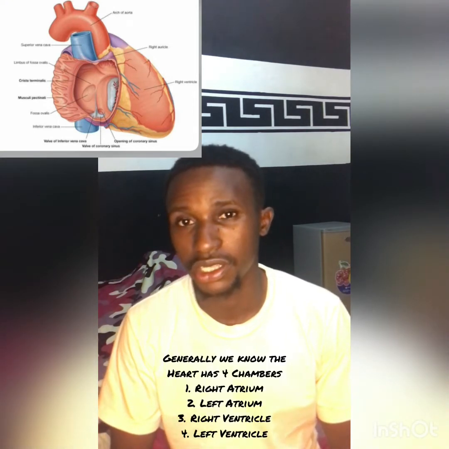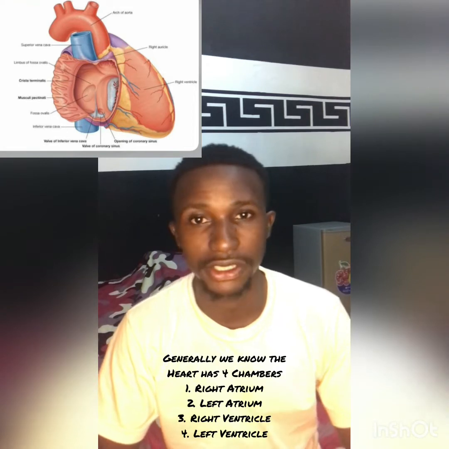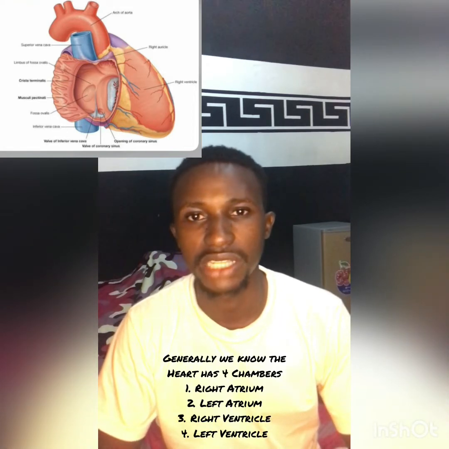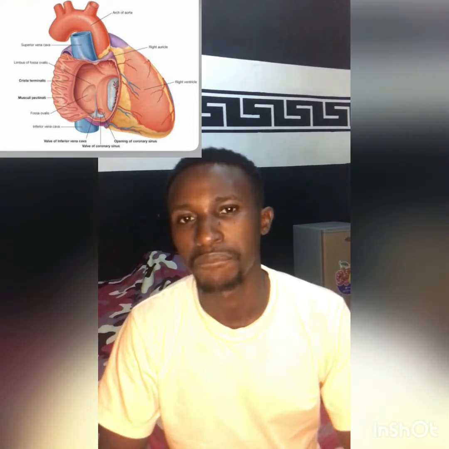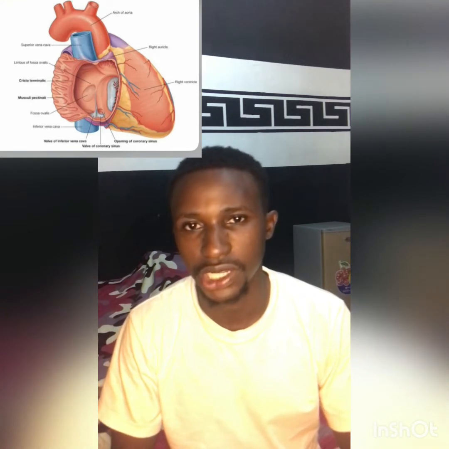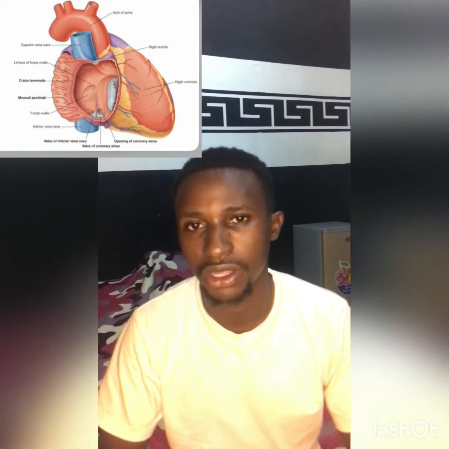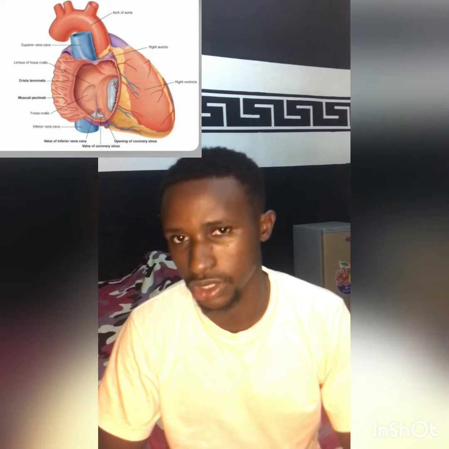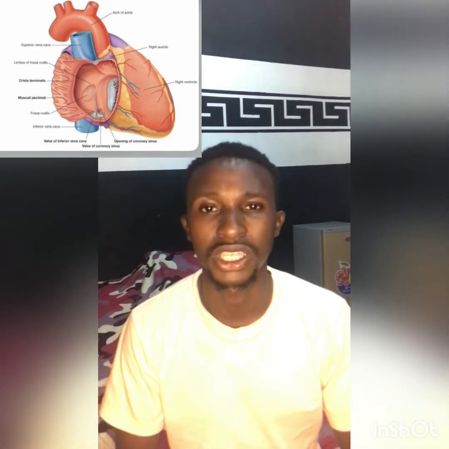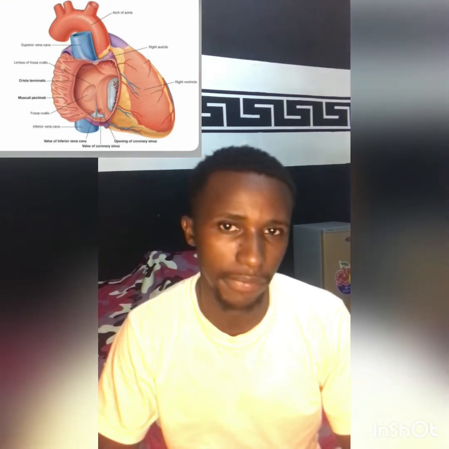Generally, we know that the heart has four chambers: the right atrium, left atrium, the right ventricle, and the left ventricle. Now, within the internal aspect of the right atrium, there are very important structures we are going to see. So we'll be discussing those important features of the right atrium today.